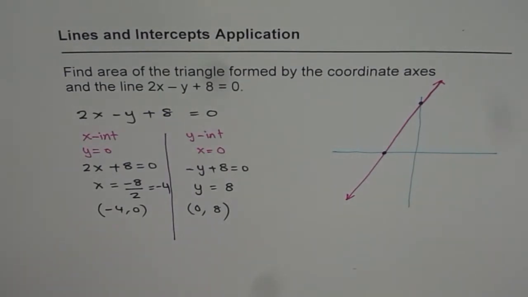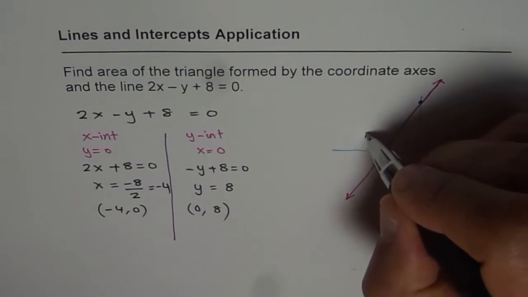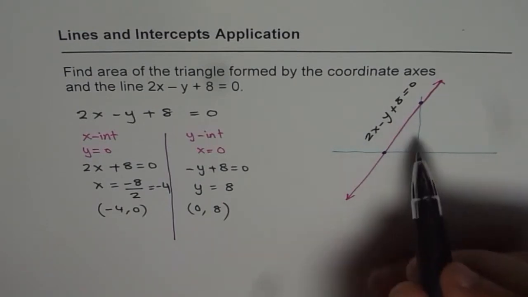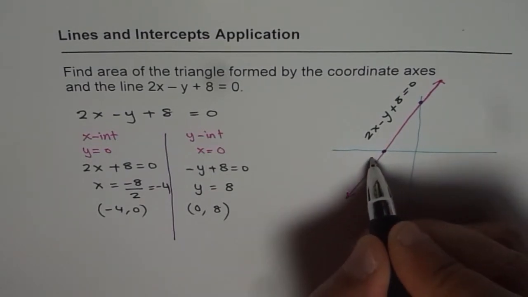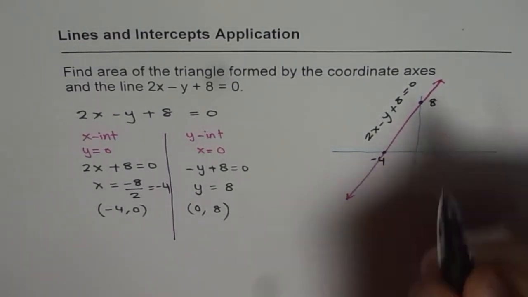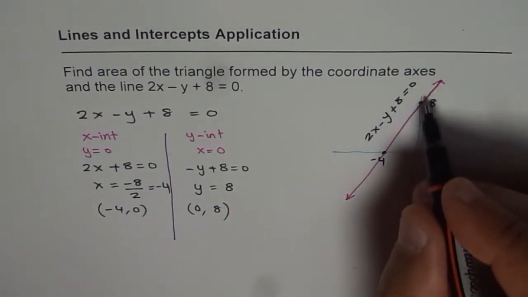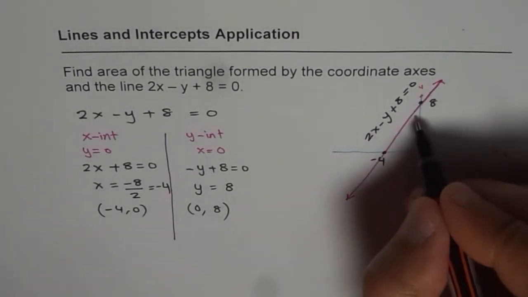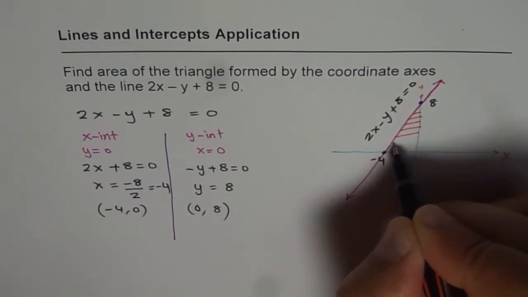the given equation. So the equation given to us is 2x minus y plus 8 equals 0, right? Now we get the x-intercept as minus 4, 0. So what does this mean? This point is minus 4 for us, and that point is 8. Now if you see the area of the triangle we are talking about with the coordinate axes, these are our coordinate axes, right? That is the x and this is the y, right? So the area of the triangle means we're talking about this triangle which the line forms with the coordinate axes.